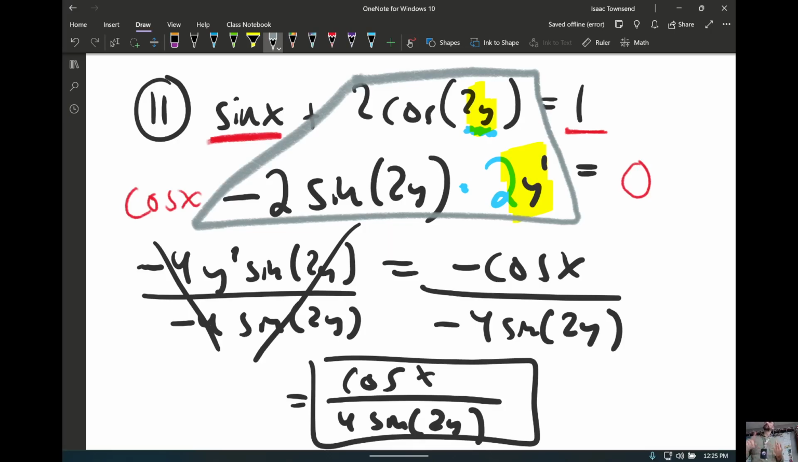Sometimes you do implicit within chain, within product. It all piles up. Could you do 13? I will. Is everybody okay with 11 now?